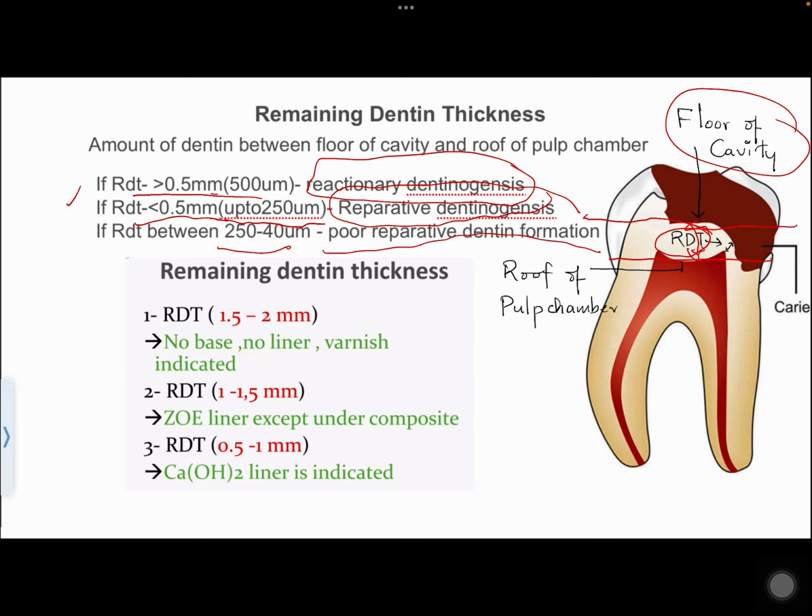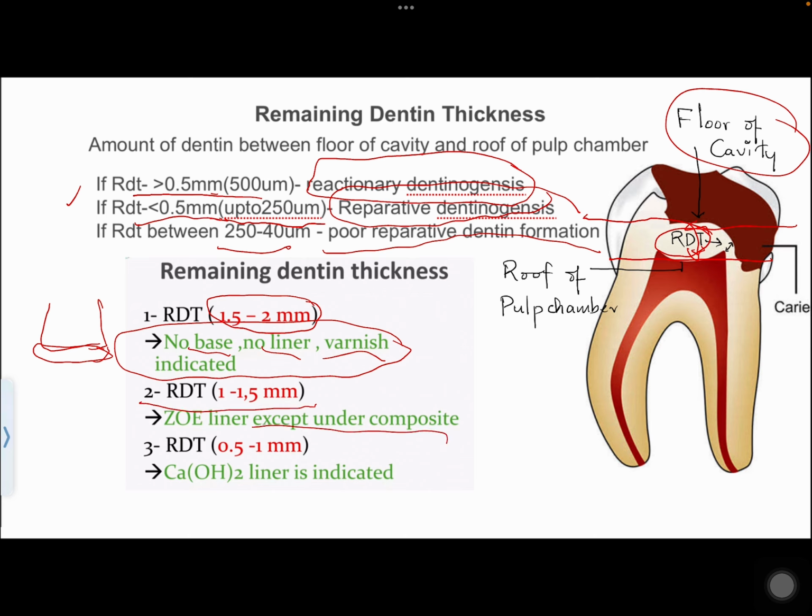Remaining dentin thickness, why is it important? Liners, bases, and varnishes are the three materials which we use to support the cavity or the tooth structure, placed at the base of the cavity. If the remaining dentin thickness is 1.5 to 2 mm, there is no indication of any of these materials during cavity preparation. If it is 1.5 to 1 mm, a liner is indicated in case of restoration. If the RDT is 1 mm, a calcium hydroxide liner is indicated.